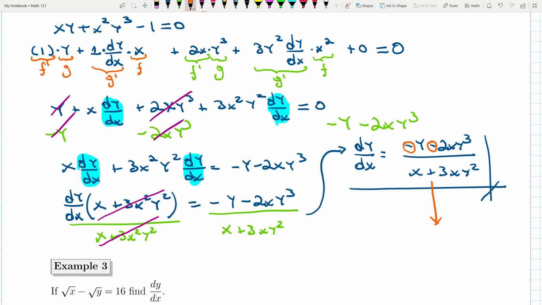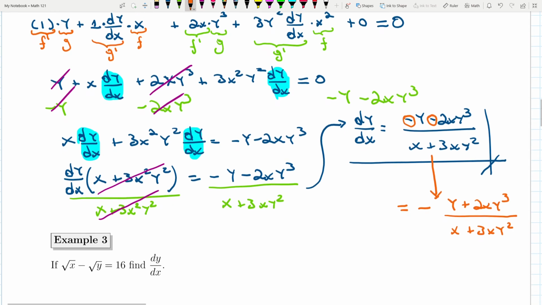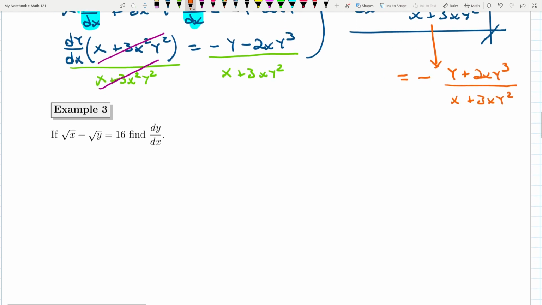Notice that that negative is common to both terms. So an alternative would be negative in the very front, y plus 2x y cubed, and divided by x plus 3x y squared. Either way is fine. So just alternatives for essentially solving the same problem.